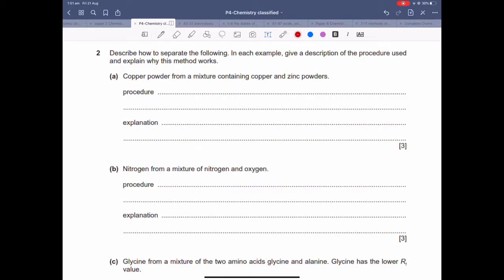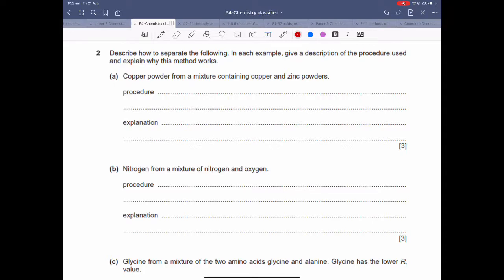does. And zinc is going to form an aqueous salt solution. For example, if you react it with hydrochloric acid, it's going to form zinc chloride solution. With nitric acid, it's going to form zinc nitrate solution. Sulfuric acid, it's going to form zinc sulfate solution. But copper is not going to react with any of those dilute acids.